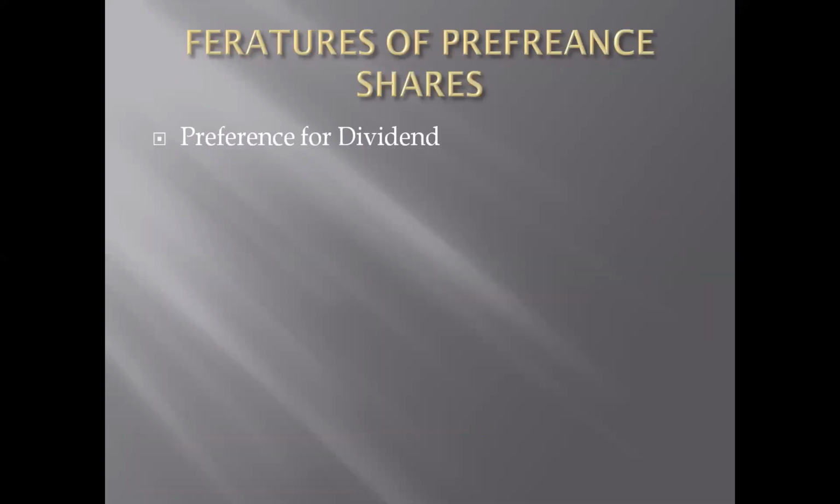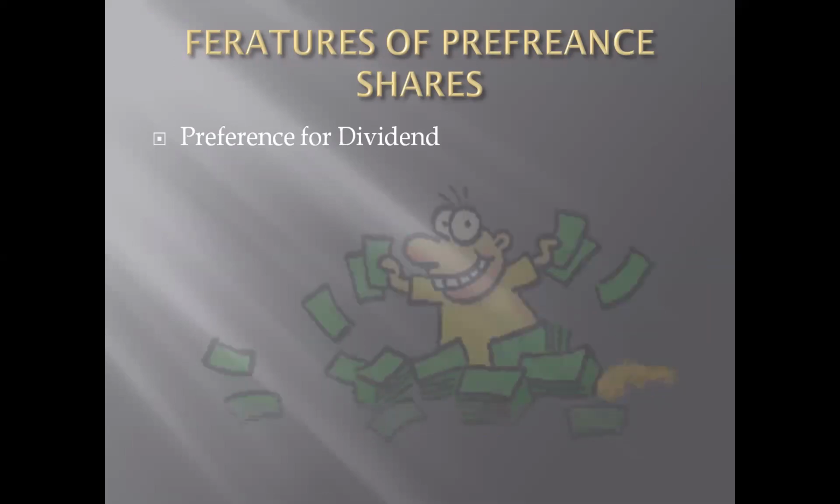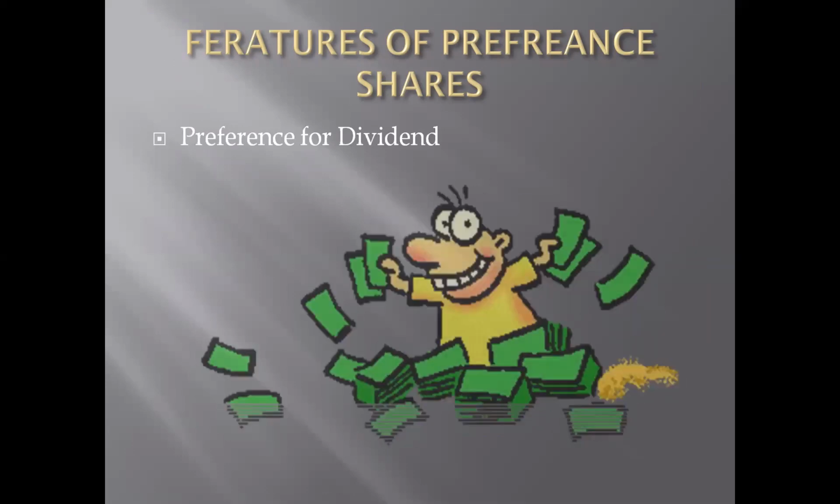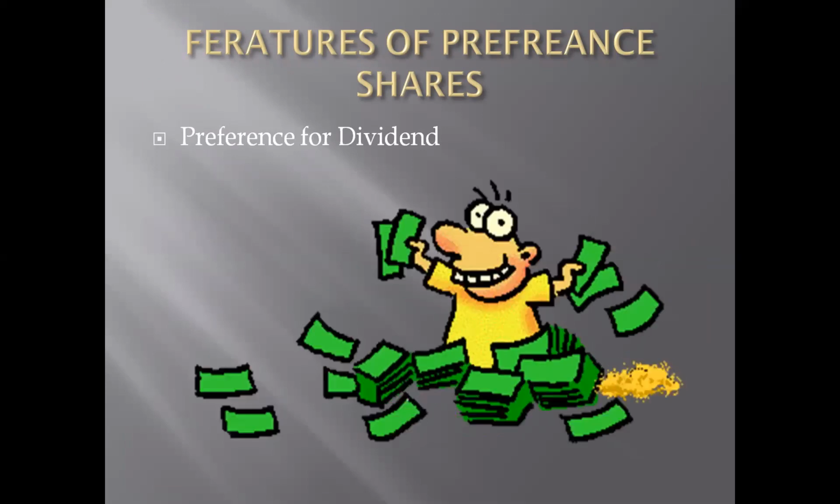Now we will see the features of preference shares. Features means what? Preference shareholders have the preference for dividend. They are given first preference in getting dividend. You can see in this picture, this person is getting first preference in getting the money. That is paisa. Whatever the profit of the company is, he gets the first preference.